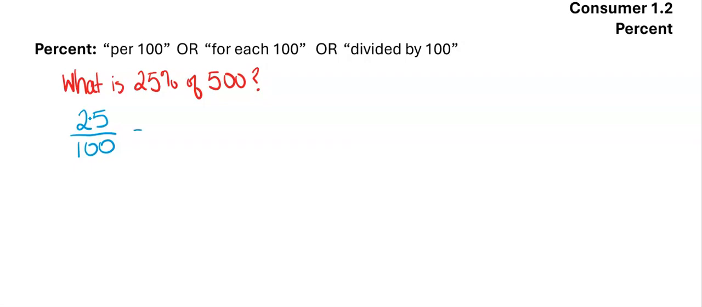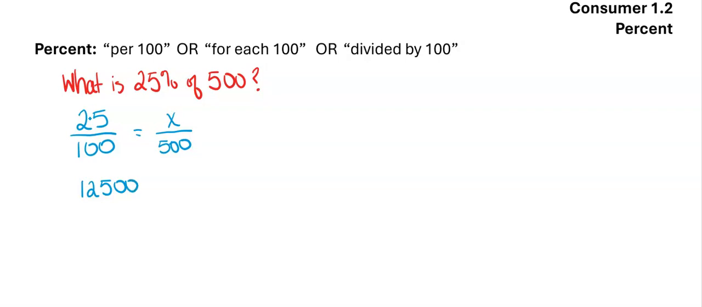Now, if I wanted to know what the 25 would be if, instead of 100, the denominator was 500, in order for these to be equivalent, I would put an X up there because I don't know. Then I would cross multiply. 500 times 25 is 12,500.